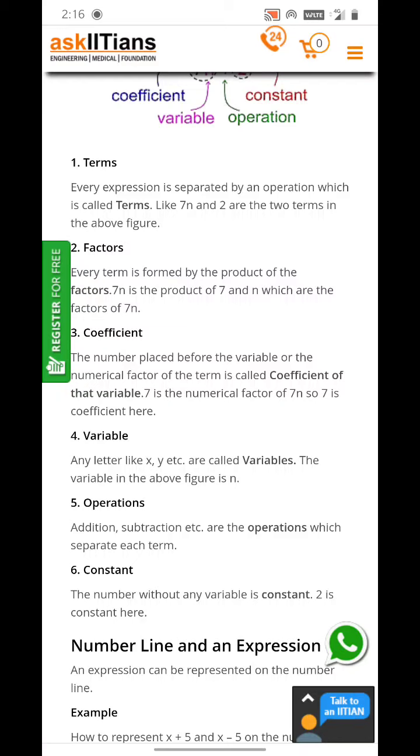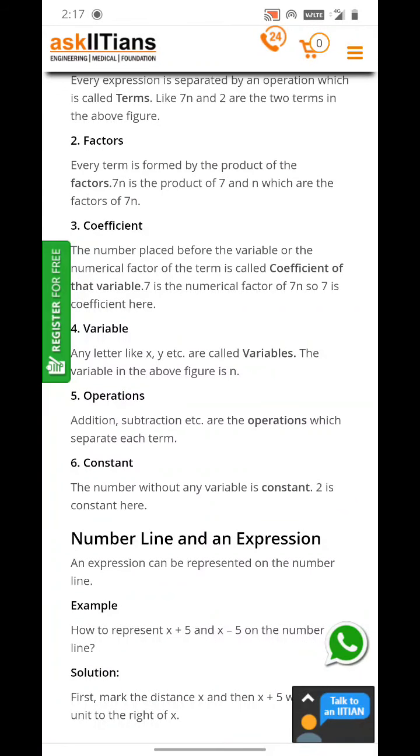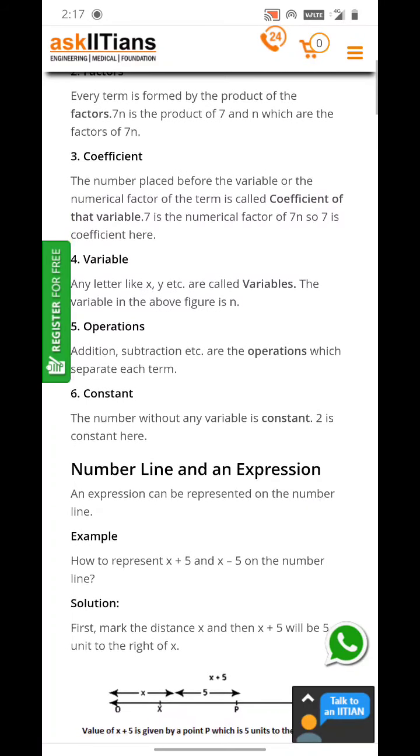Let's suppose I take the example of a class, the height of students, and let x be the height of a student. It is going to change, it is not going to remain constant. For example, if student A has a height of 4 feet, then x is 4 feet in his case. Another student has a height of 5 feet, so x changes according to the height. The value of x is not going to remain the same. So this is a variable. Operations are addition, subtraction, multiplication, division.